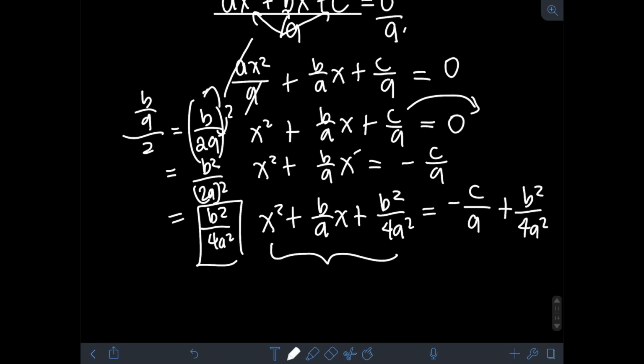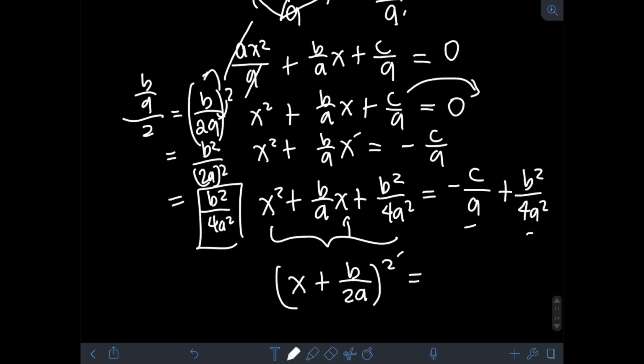The expression on the left side is now a perfect square trinomial, and it can be factored as (x plus b over 2a) quantity squared, because when you expand the square of the binomial, you will arrive at this expression. This is equal now to negative c over a plus b squared over 4a squared. We just need to transform it into a single fraction. So we get the LCD of a and 4a squared to be 4a squared. So 4a squared divided by a is 4a times negative c is negative 4ac, plus 4a squared divided by 4a squared is 1 times b squared is b squared.